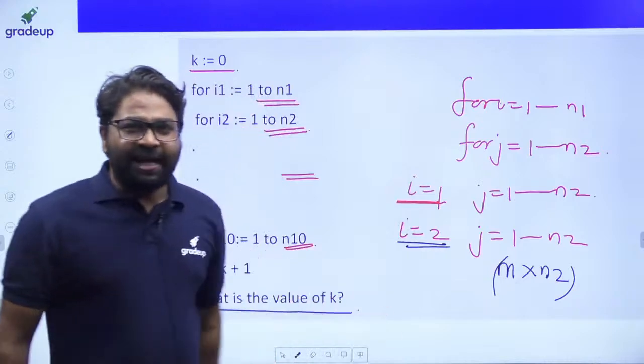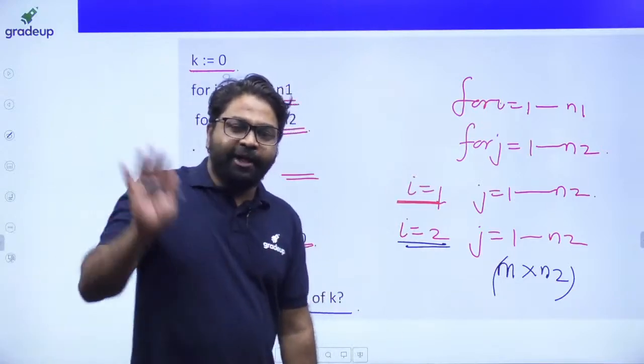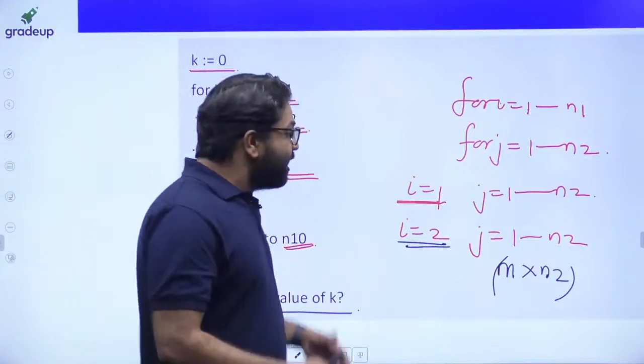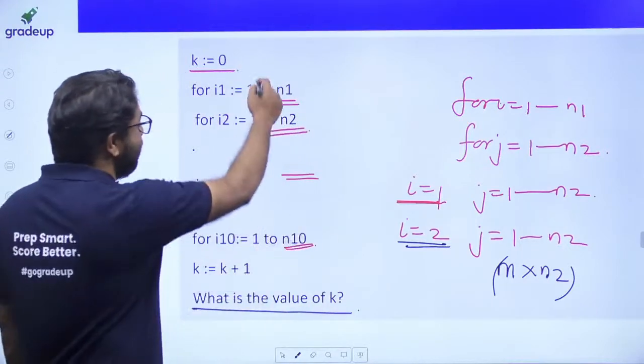ऐसे ही time complexity निकालते हो ना. For i moving from 1 to n, j from 1 to n, then order of n square. You people are calculating the time complexity. In the same way, what is the value?